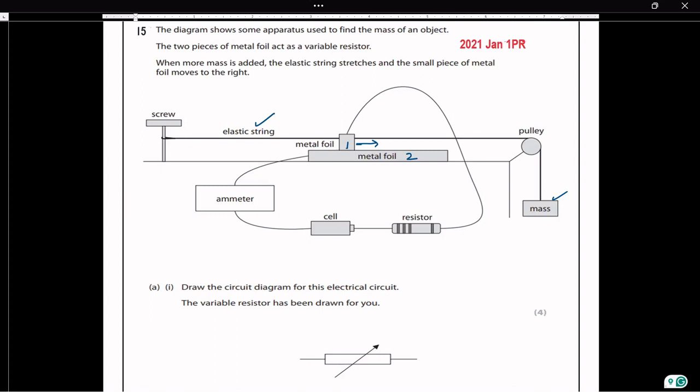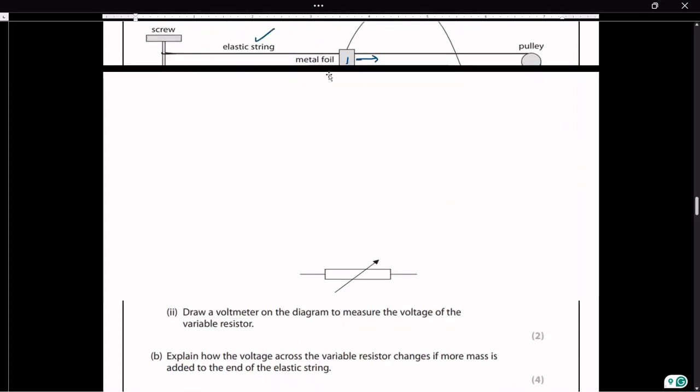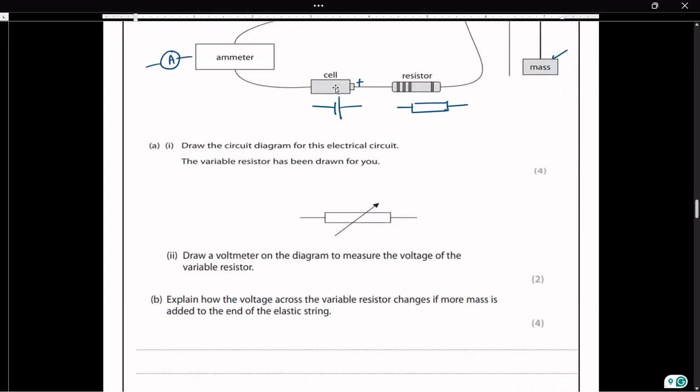The variable resistor has been drawn for you. So let us see the other components used here. There is an ammeter, so you have to connect an ammeter. There is a cell, and of course this is the positive side of the cell, so it is positive, negative. And there is a fixed resistor. Of course the connection wires are there. So let us complete it.